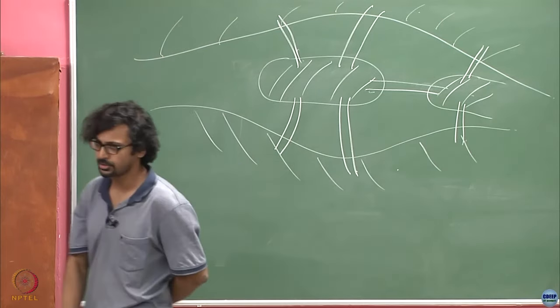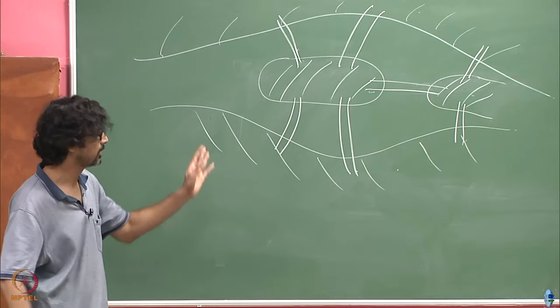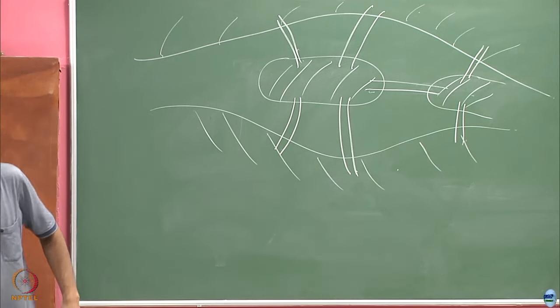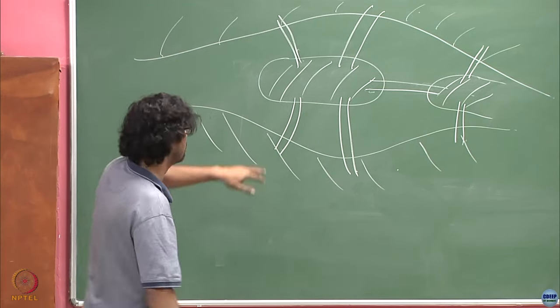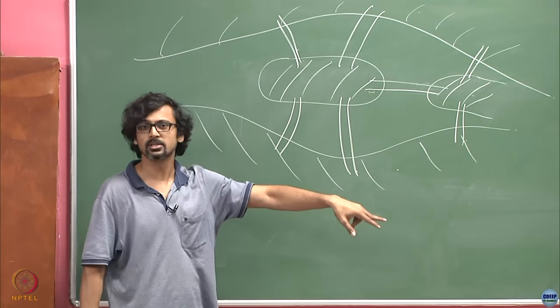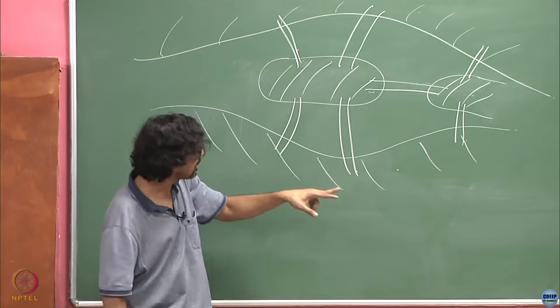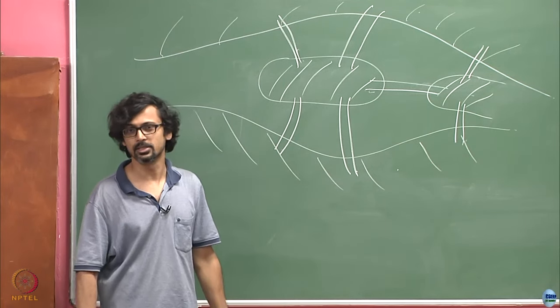So the question that intrigued people for a while, until the solution was proposed by a brilliant man, was: can we start from any one of these landmasses, traverse through all these bridges, and come back to the same point? Is it possible to do this?